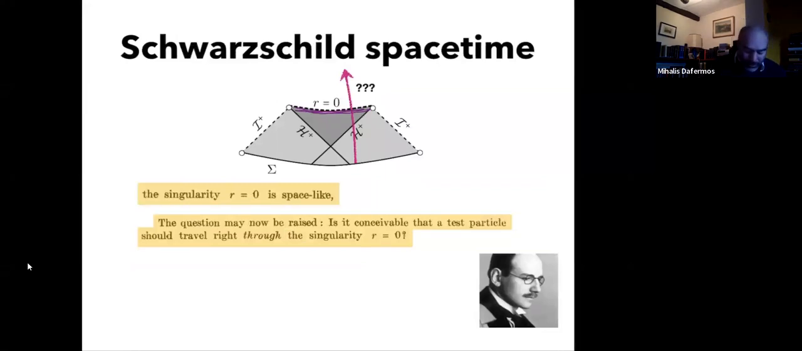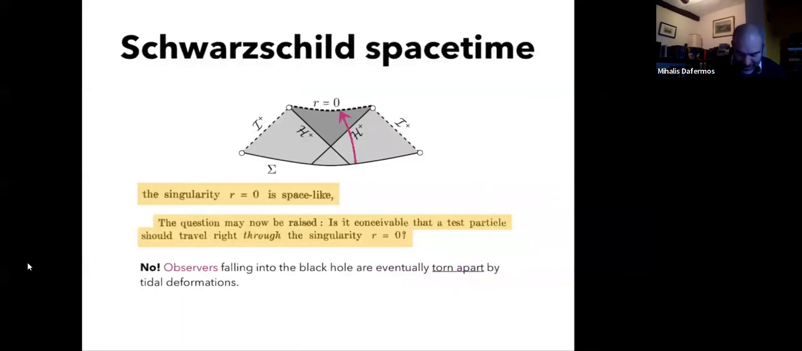And well, he actually thought the answer was yes. It turns out that the answer is no. You can do a little geometric computation, and what you can show is that any observer falling into this singularity is torn apart by tidal deformations. Well, what does that mean geometrically? It simply means the following.